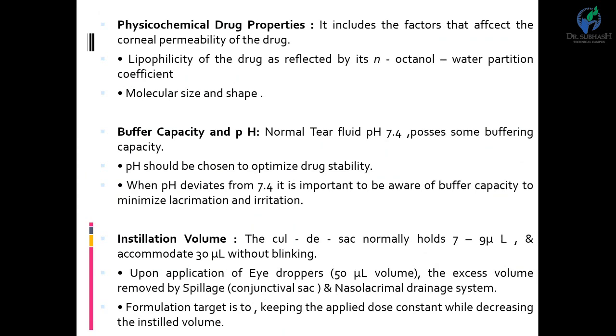Upon application of an eye dropper, about 50 microliters, the volume is not in excess, because the excess is removed by spillage and by nasolacrimal drainage. So the instillation volume is also something you have to consider for the formulation target, keeping the applied dose constant while decreasing the instillation volume.